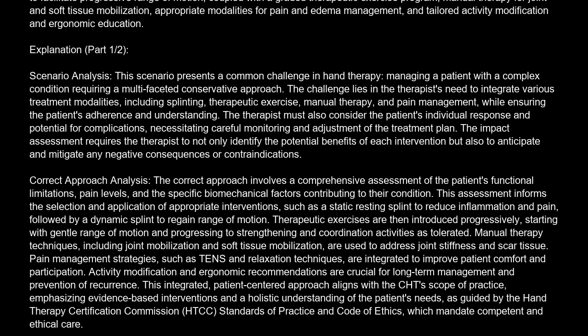This assessment informs the selection and application of appropriate interventions, such as a static resting splint to reduce inflammation and pain, followed by a dynamic splint to regain range of motion. Therapeutic exercises are then introduced progressively, starting with gentle range of motion and progressing to strengthening and coordination activities as tolerated. Manual therapy techniques, including joint mobilization and soft tissue mobilization, are used to address joint stiffness and scar tissue.